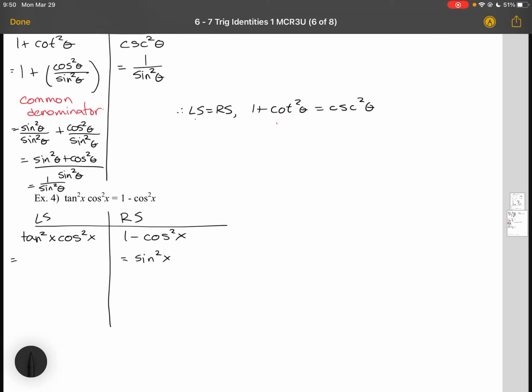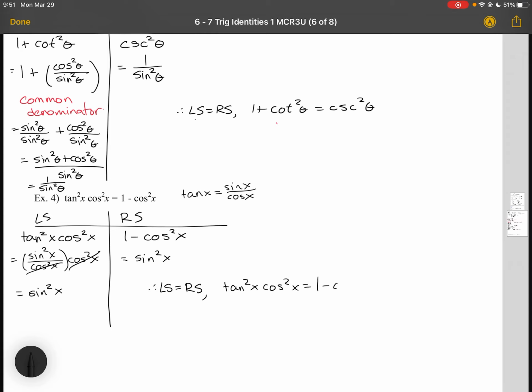So let's see if I can do some work on the left-hand side to get that to be equivalent. Tan x is equal to sine x over cos x. We know that. So tan squared x is actually going to be sine squared x over cos squared x, and then I'm multiplying by cos squared x. Now my knowledge of powers says that I can cancel those out, which means that I'm left with sine squared x over here. Now I've got the left side equals the right side, which means that I've proven my identity. Tan squared x cos squared x equals 1 minus cos squared x, and then I'm done.